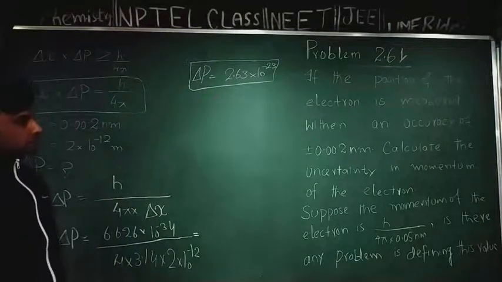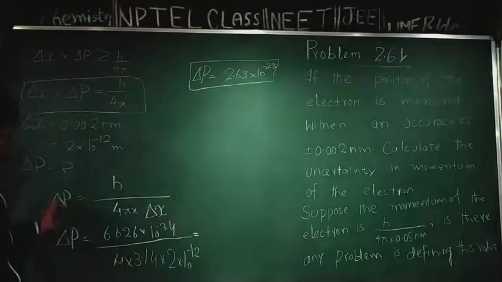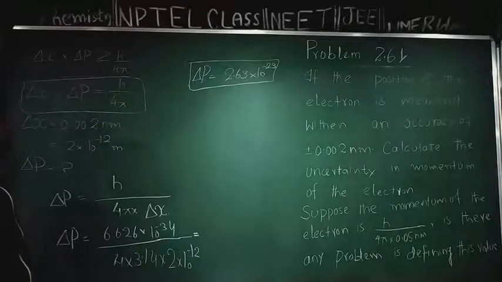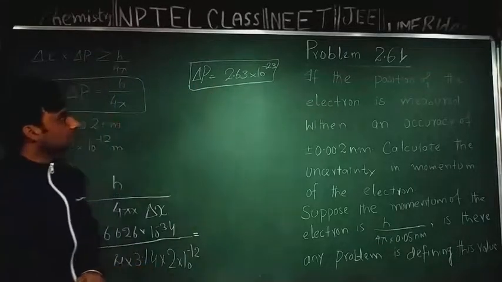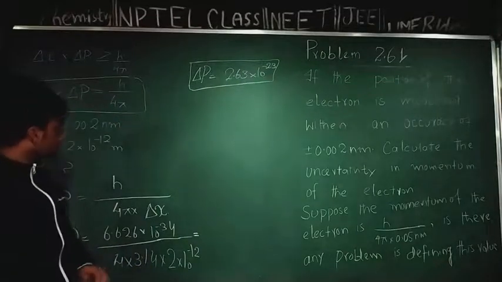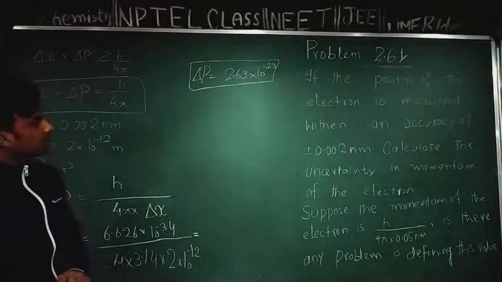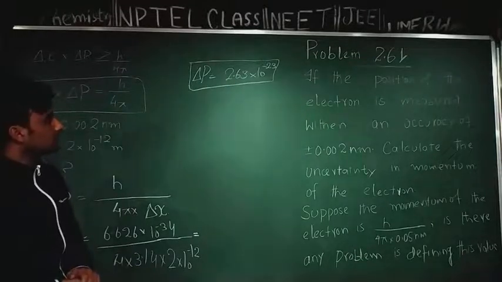Now moving to part second of this problem. In part first, I had to calculate uncertainty in momentum when uncertainty in position was given. I did simple substitution of the given value of uncertainty in position and known values of constants h and 4 pi. Here I got the value of uncertainty in momentum as 2.63 into 10 to the power minus 23, and the unit will be kilogram meter per second, because momentum is the product of mass and velocity. In the SI system, the unit of mass is kilogram and velocity is meter per second.